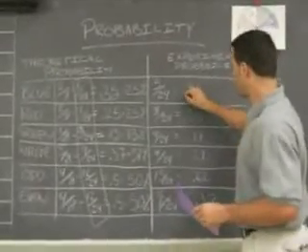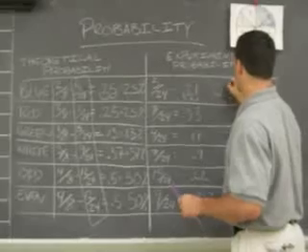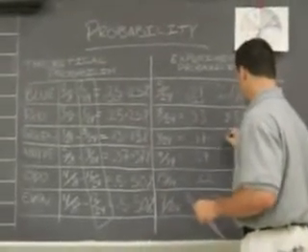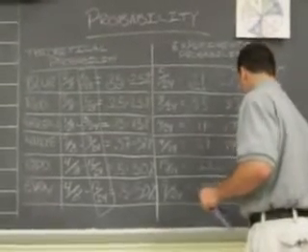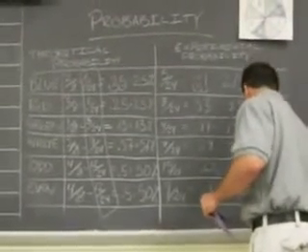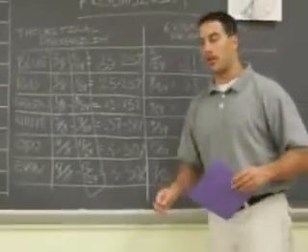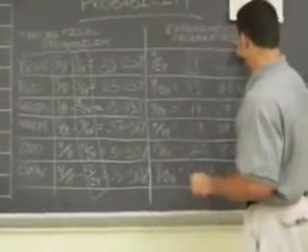Move the decimal 2 spots to the right, so we wind up with 21%, 33%, 17%, 29%, 62%, and 38%.